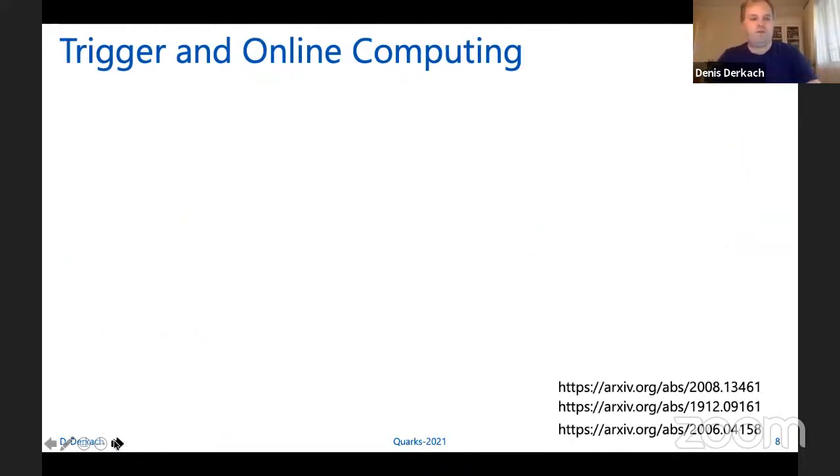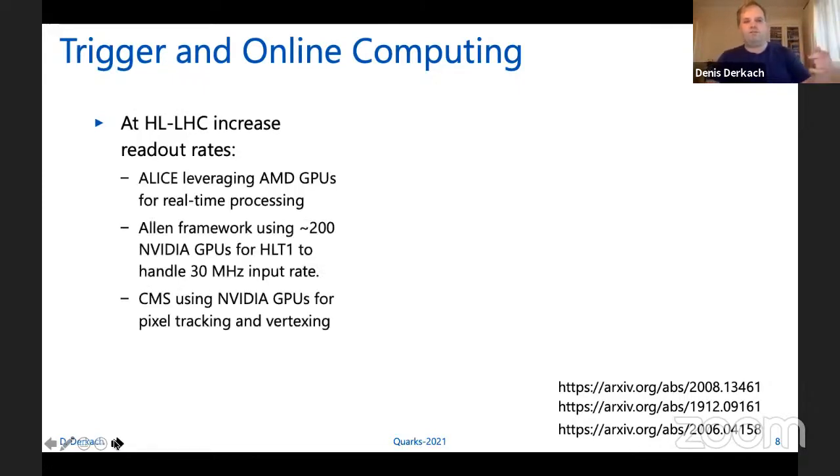Currently, several LHC experiments, and not only LHC, but we are speaking now about LHC, are undergoing an upgrade of the trigger and online computing. This is motivated by the plot I showed you before. And quite a lot of experiments actually switch to the usage of GPU chips. And this is very interesting. So for example, ALICE will have some AMD GPUs for real-time processing.